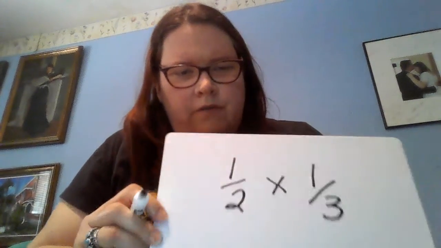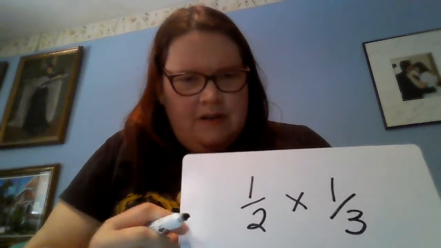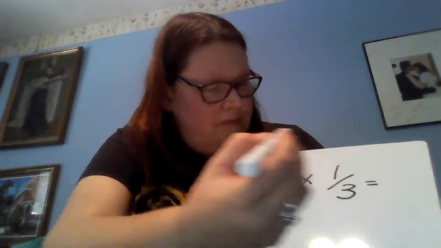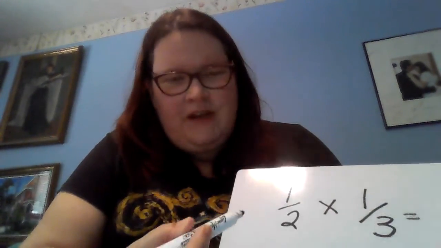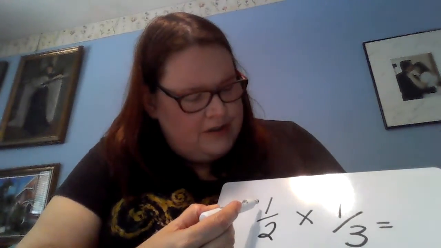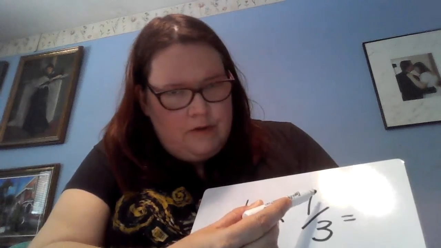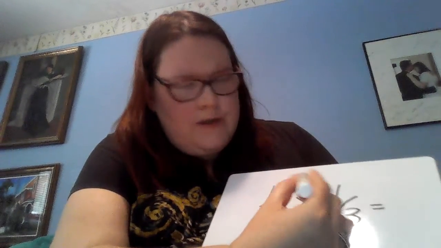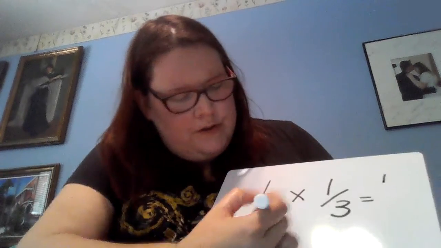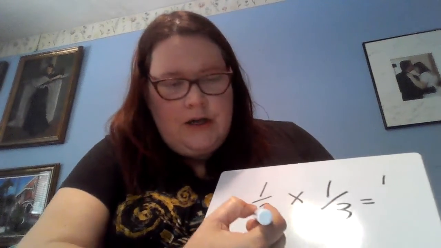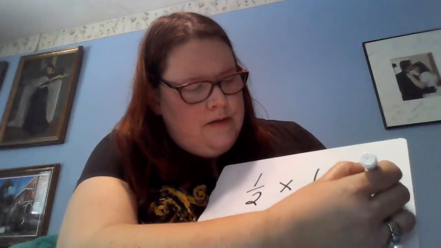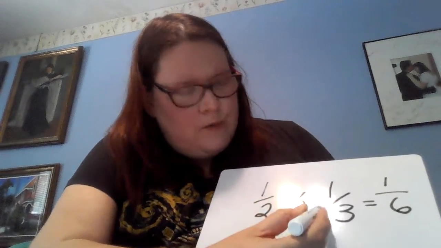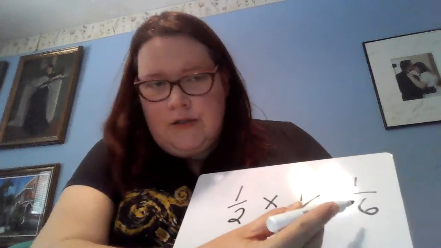Now when you're multiplying fractions, I know that fractions can be kind of scary, but with this you're just going to multiply the top number straight across. This is your numerator, you're just going straight across, so 1 times 1 would be 1, 2 times 3, your denominator would be 6. So 1/2 times 1/3 would be 1/6. You're just multiplying straight across.